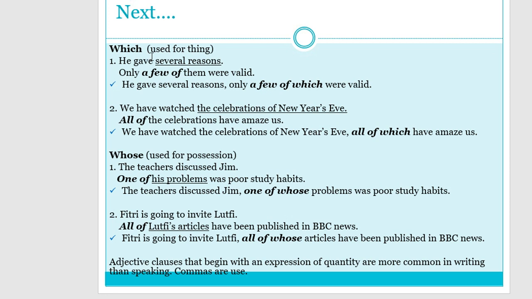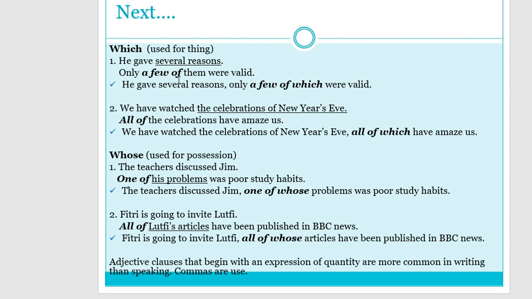We have here "which," used for thing. We understand that "which" is for thing. Only a few of them were valid, and he gave several reasons, only a few of which were valid. So that's how to learn how to do paraphrasing. When you are writing and you are trying to do paraphrasing, it's totally the same meaning, and we can ask you in the exam a question like this.